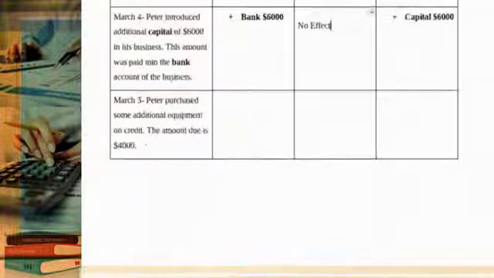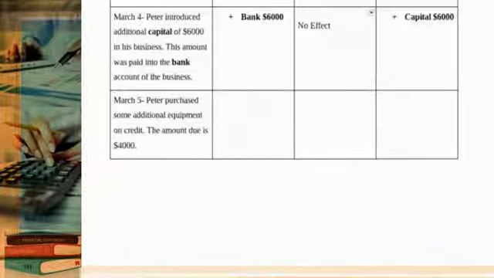Alright, so on to the final transaction. So on March 5, Peter purchased some additional equipment on credit. The amount due is $4,000. So the two items affected in this transaction would be equipment and creditor.